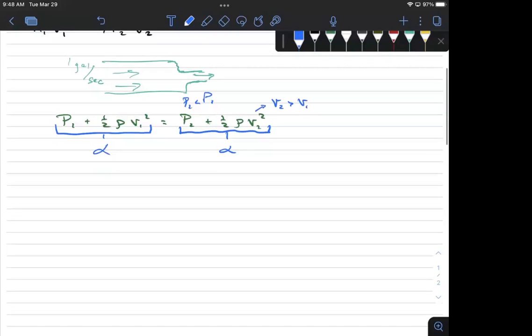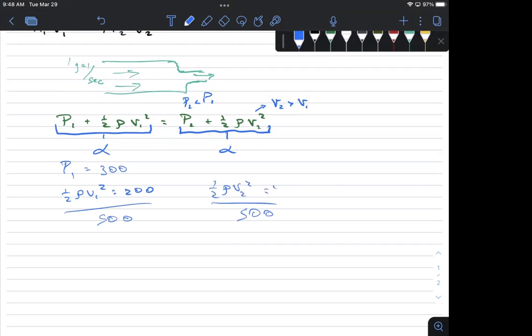Right? So for instance, on the left side, let's say P1 is 300 and 1/2 rho V1 squared is 200, as an example. So we add them up and we get 500 for the left. And I know on the right, we're going to get 500 as well. But if the second term, 1/2 rho V2 squared, is now 400 because V2 went up, well, the only way for the right side to be 500 is if P2 is now only 100. Right? So 100 plus 400 gives us the 500. And so you can see P2 is now less than P1.